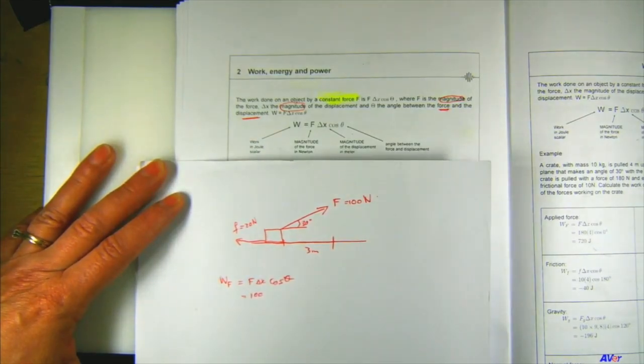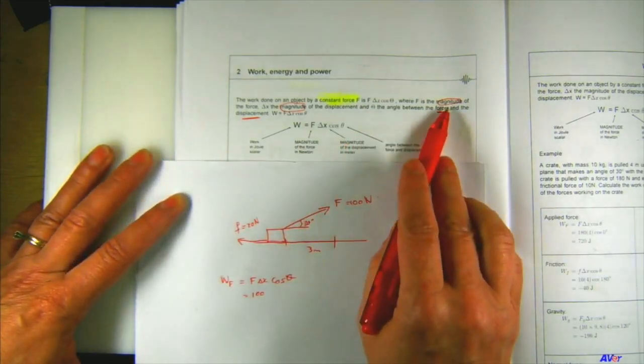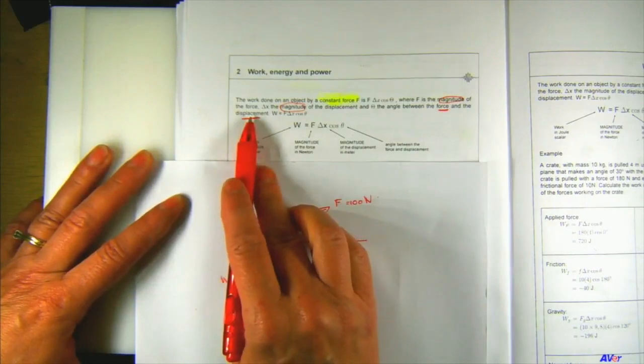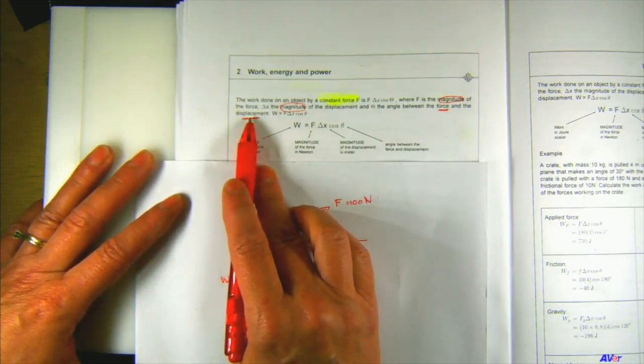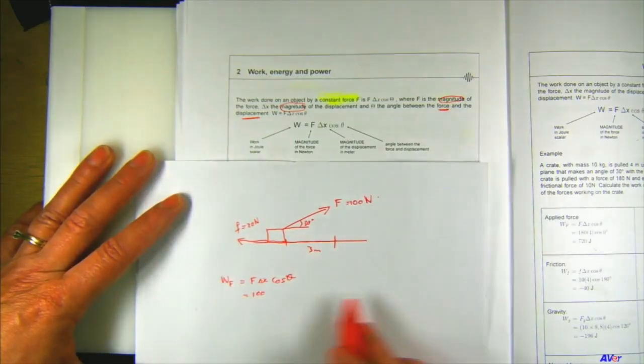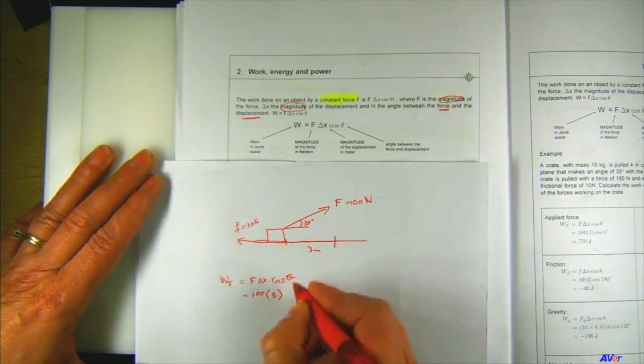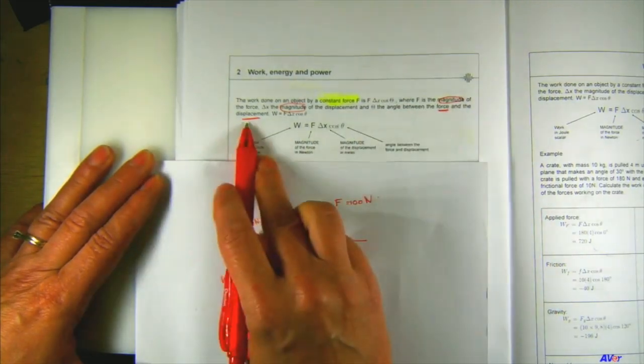And you don't go working out components. Go back to your definition. The definition says the magnitude of the force. It doesn't say anything about components, right? You use the whole 100 newtons. And then delta x is the displacement, 3 meters. And then you get to cos, and that angle is between the force and the displacement.